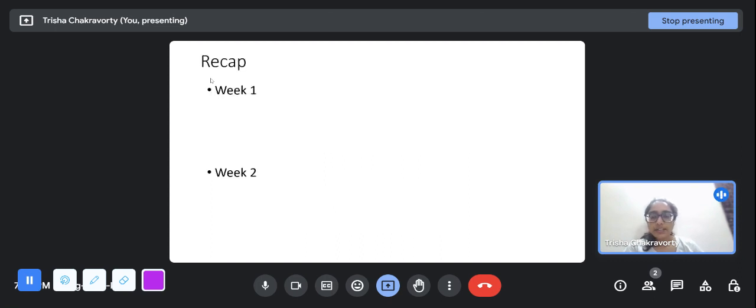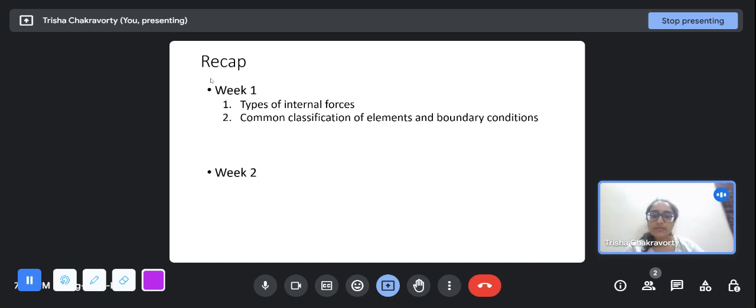I start with a recap of the previous two weeks. In the first week, we looked at the motivation behind studying structural analysis. We saw the types of internal forces that we encounter: axial force, bending moment, shear force, and torsional moment, and how they manifest in a structure. And then the common classifications of types of elements like truss element, beam element, frame element, and common boundary conditions like hinge support, roller support, fixed boundary condition, or internal hinge.